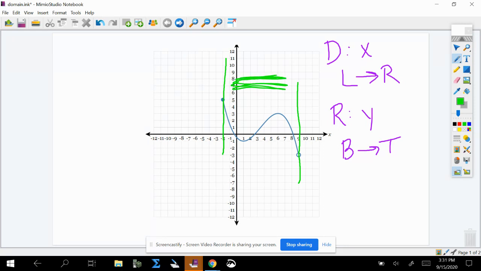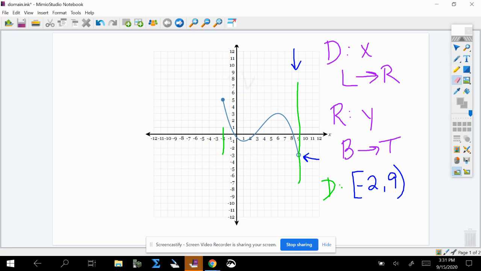So when I write my domain, I'll switch back to an easier to read color. It starts at -2 and it is included because of the closed circle. And then it stops at 9 and that is not included because you'll notice at 9 we have an open circle. So that's how we deal with domain. We look kind of from left to right. And if we put like a bar on the left and a bar on the right to set up that interval.